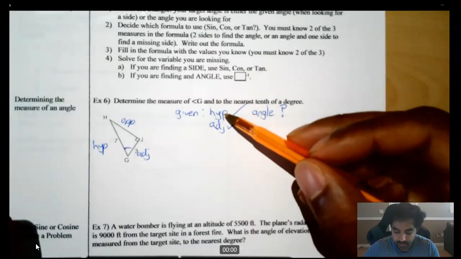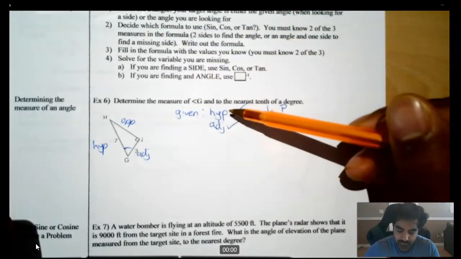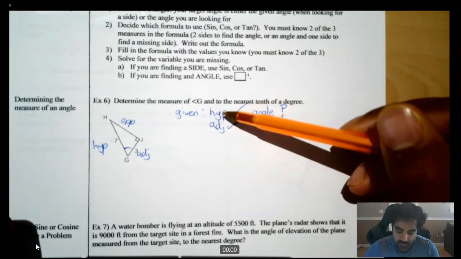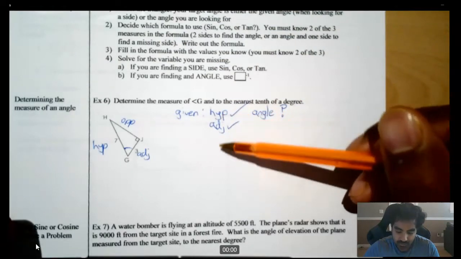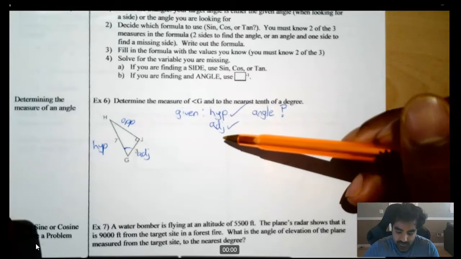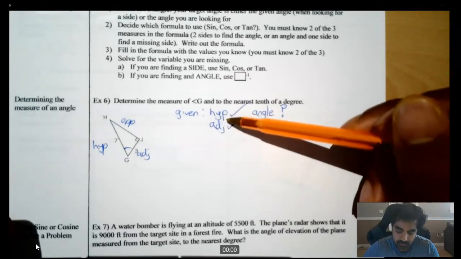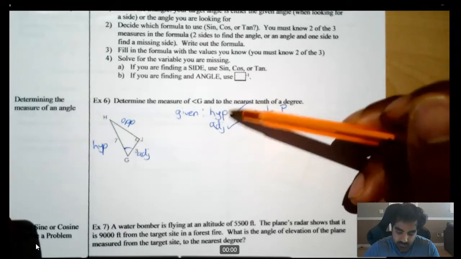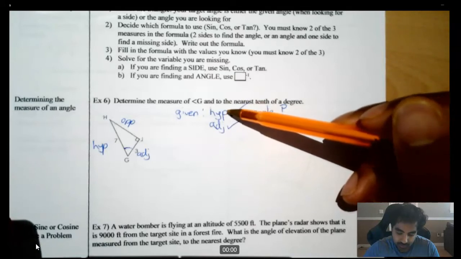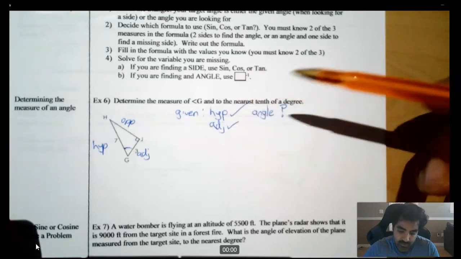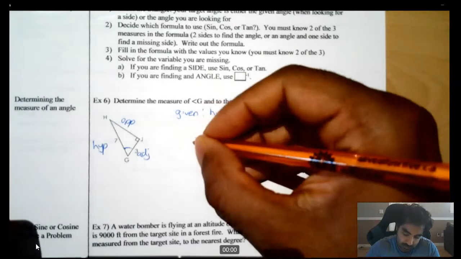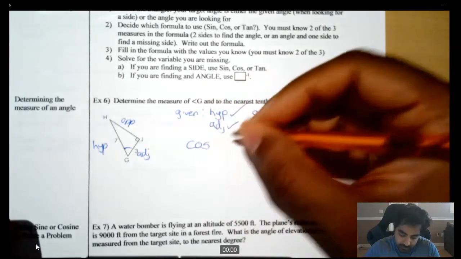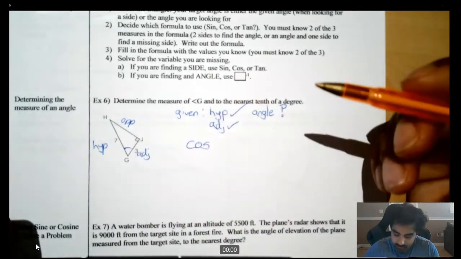So now you're going to think about step 2. What are we using? Sine, cos, or tan. So what trig function uses hypotenuse and adjacent? So sine is opposite over hypotenuse, so no, we don't have the opposite. Cos is adjacent over hypotenuse. Oh, adjacent hypotenuse, yeah. So we're going to be using cos. So that's pretty much how you figure it out. And you don't have to worry about tan because we figured out cos is what you need.